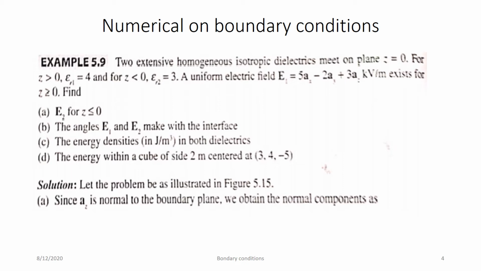Once you get the energy density in that region, and in that region there is a cube, you will write the integration. The energy density you calculated in C you integrate with some limits, that is centered at 3, 4, minus 5 with side 2 meter, and then you will be able to calculate the energy because of that cube. The problem is solved in the next slides.